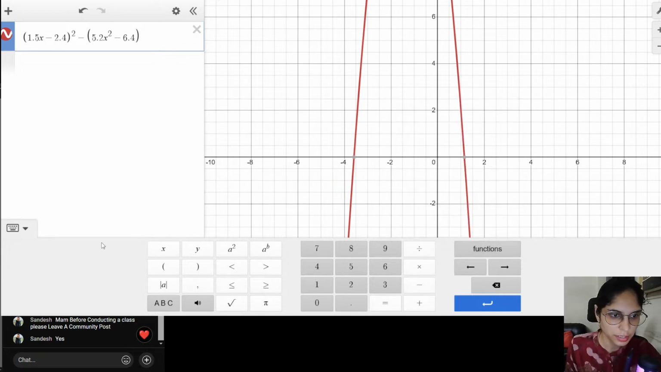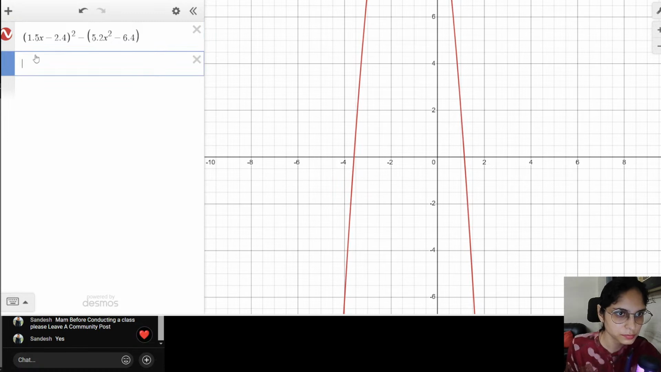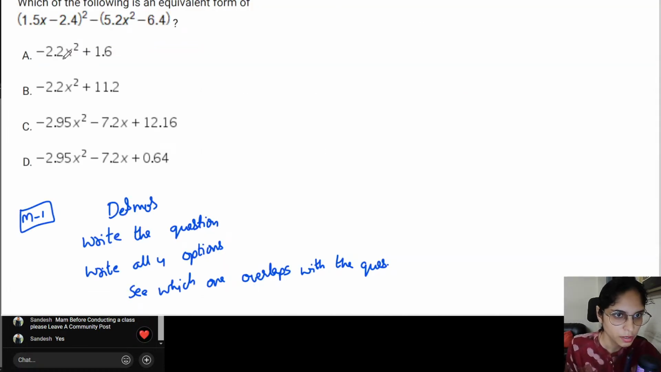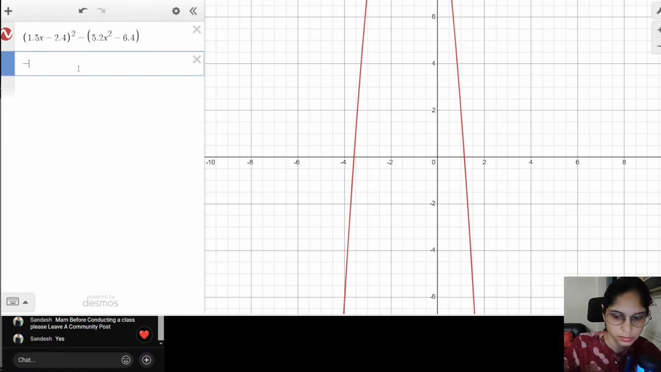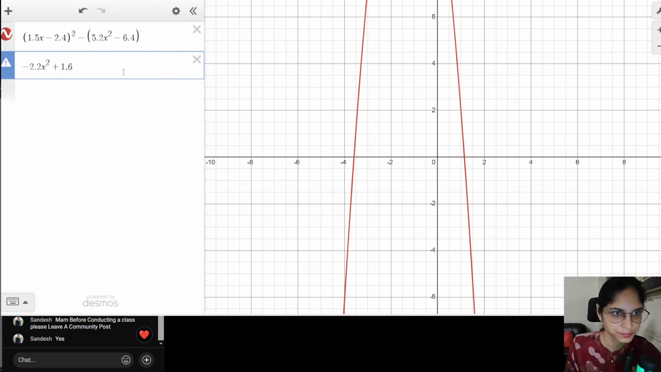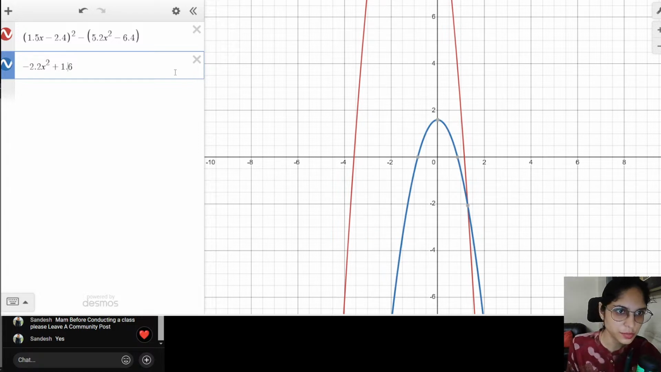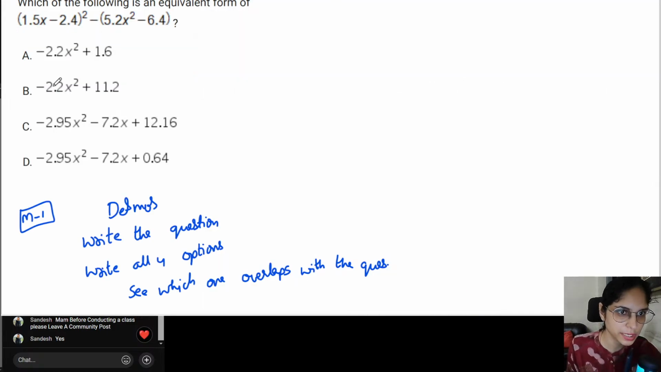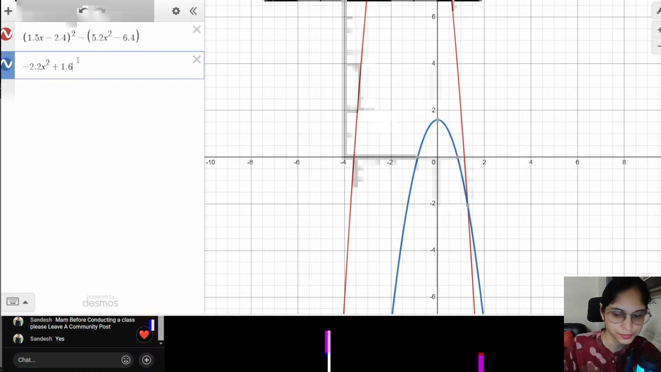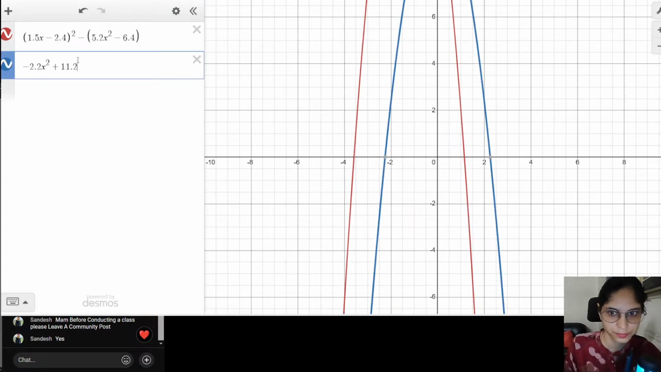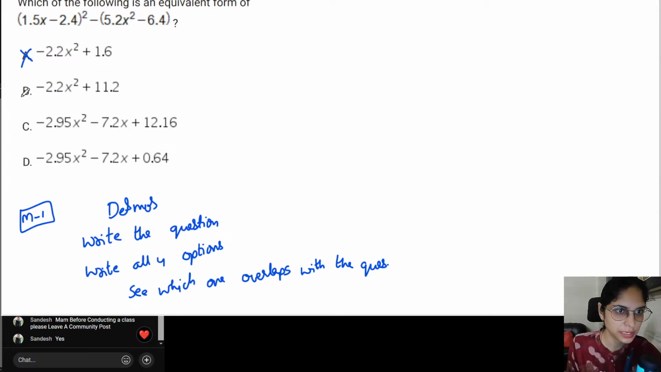You are getting a graph. Now you type your options. The first one is negative 2.2x squared plus 1.6. It's a different graph, so this is not the correct option. Now you try the second one, negative 2.2x squared plus 11.2. This is also a different graph. You can eliminate.